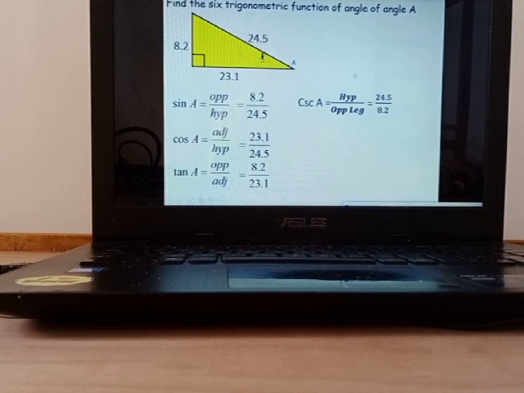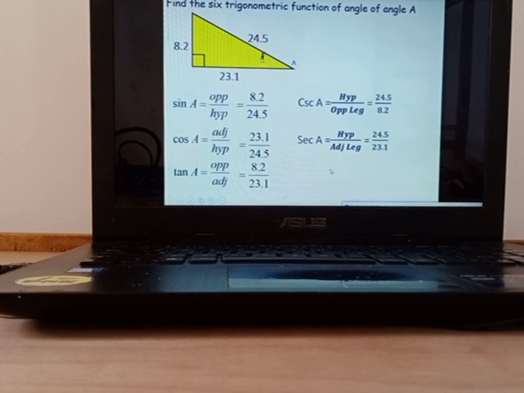So same with our cosine, the inverse of cosine, as I discussed a while ago, is the secant, and likewise for tangent and the cotangent. So let's find the value of our secant A. We all know it is the inverse of our cosine A. So our formula is hypotenuse over adjacent leg. Therefore, our value is 24.5 over 23.1. So take note, just get the inverse of our cosine A.